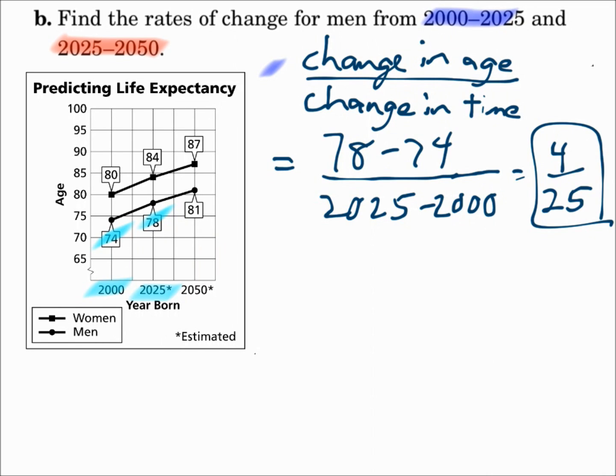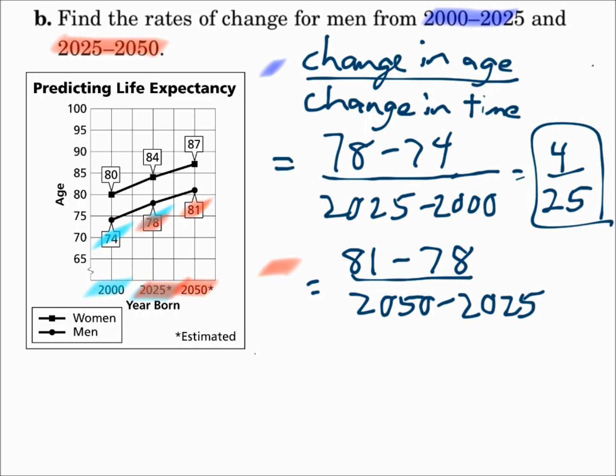For the next range, do the new age 81 minus the old age 78 over the new time 2050 minus the old time 2025. And that's 3 over 25. Organize it, make sure you're using the right number, and do the new one minus the old one.